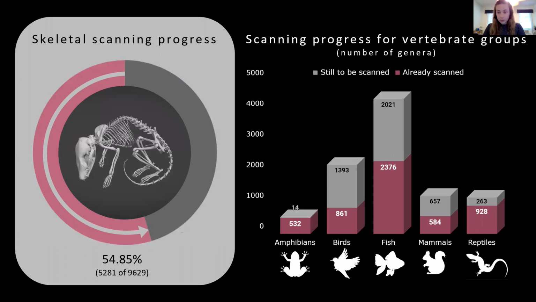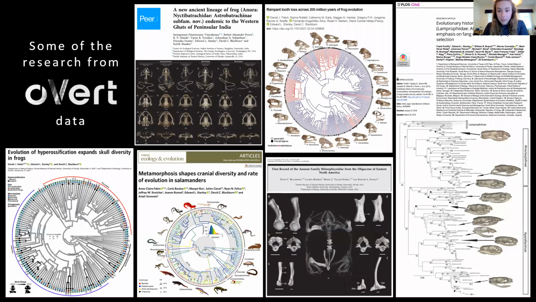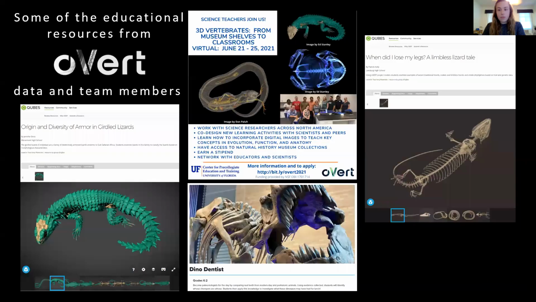So far for our skeletal scans, we have scanned over 50% of described genera, and we are closing in on finishing off the amphibians and reptiles. Obviously, our scanning efforts are still ongoing. The scans we have made available have been used in research with over 70 publications using data from Morphosource. And here are some examples of the educational activities and workshops that have been produced, either using oVert data or by members of the oVert team.